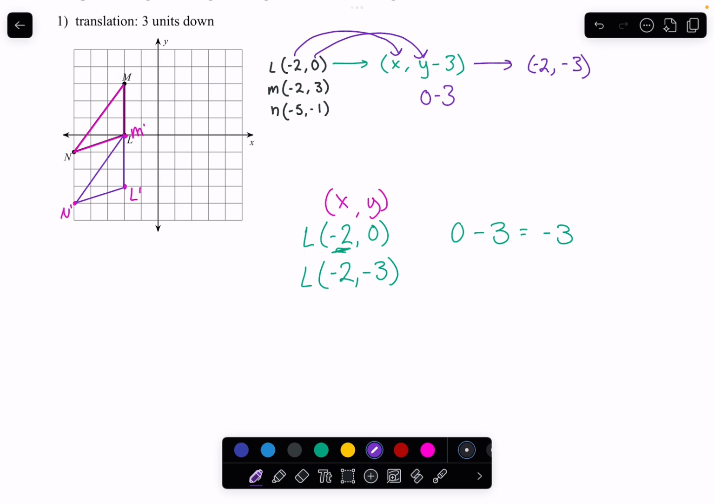And so that's our rule, and that's kind of what you want to remember. If you're translating up or down, you're basically just changing the y coordinate. You're either going to subtract to translate down, and you're going to add to the y coordinate to translate up.